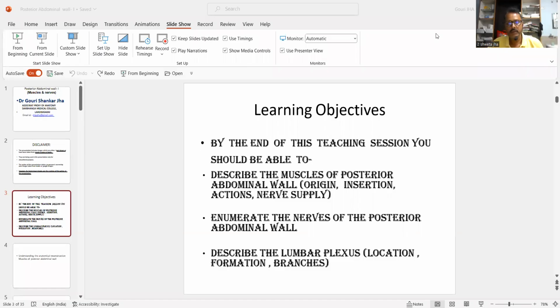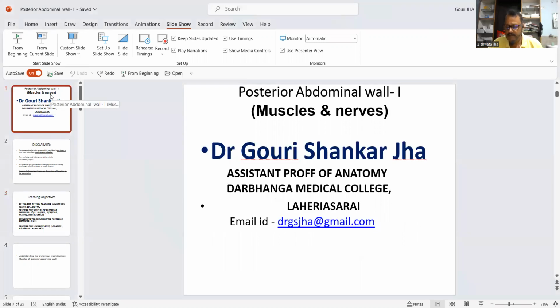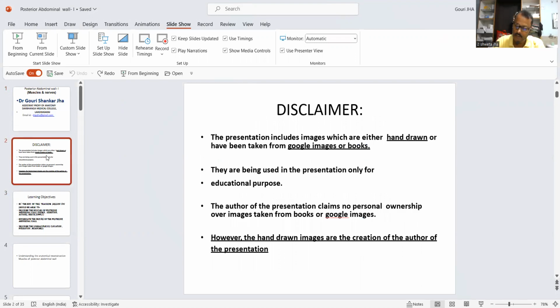So, hello students. Today we will talk about the posterior abdominal wall, part 1. In this topic, we will talk about the muscles and the nerves in the posterior abdominal wall. The pictures are either hand-drawn or taken from Google images or from books.